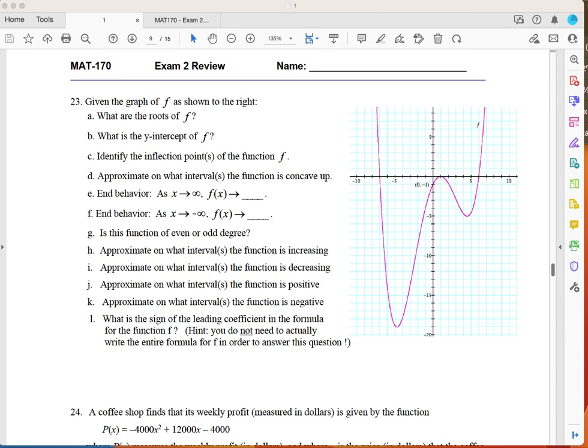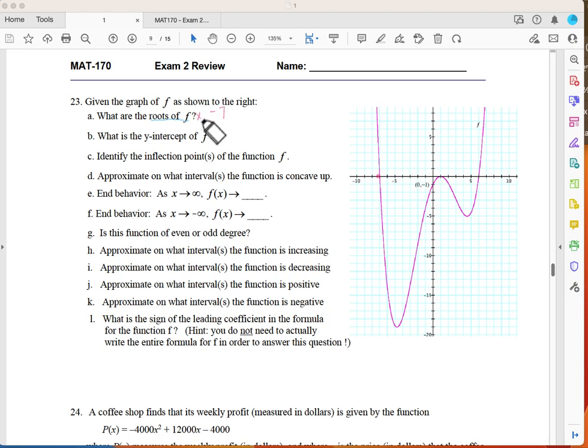Q23, we have primarily what we were given a graph, so we just need to pick out this information. So what are the roots of f? The roots are where it crosses the x-axis. So we're going to get one right here at negative 5, 6, 7, 8, 9, 10. So there'll be one at negative 7.